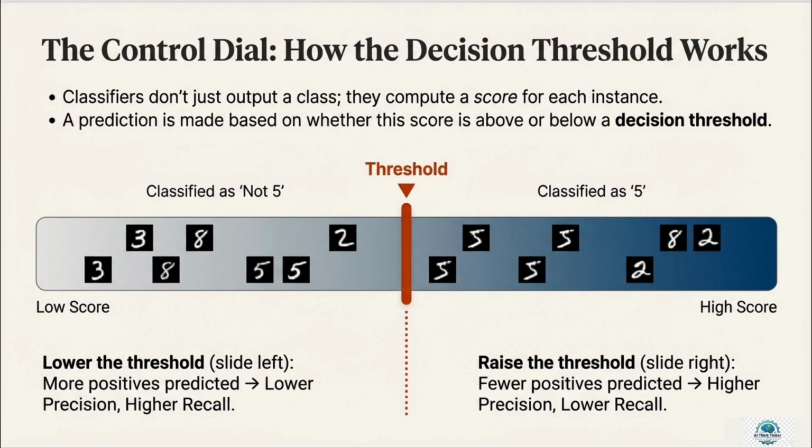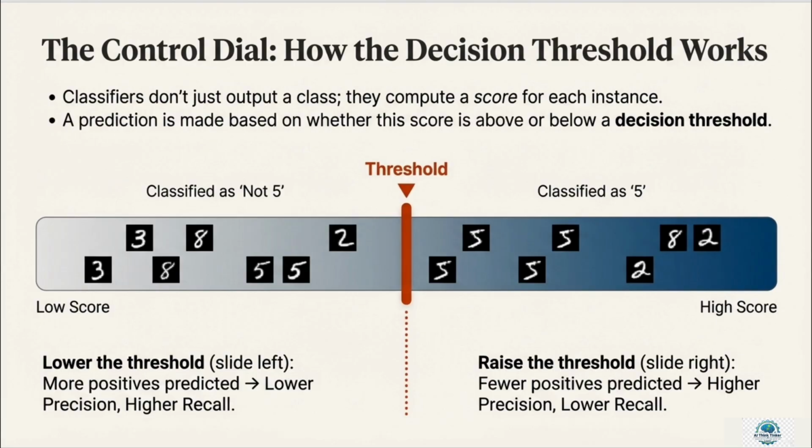How do we actually adjust this balance? We do it by tweaking the decision threshold. Under the hood, the classifier doesn't just output 5 or not 5. It calculates a numerical score for every image. If the score is higher than a certain threshold, it predicts positive. If it is lower, it predicts negative.